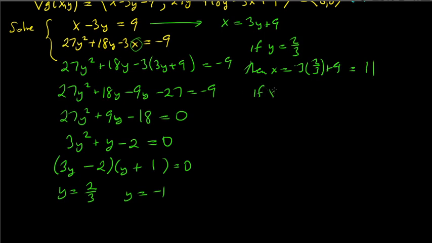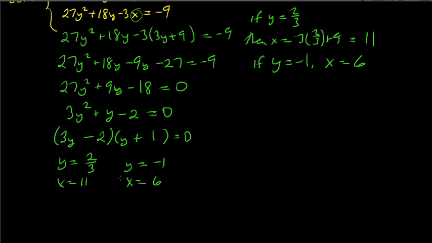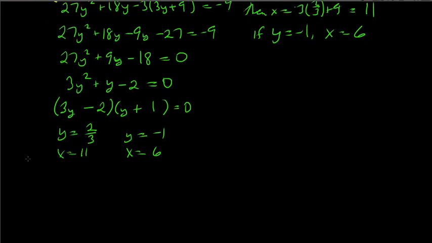And if y is negative 1, then x is 9 minus 3, which is 6. So x equals 6 here, and x equals 11 here. Once again, we get two critical numbers, 11 2/3 and 6 negative 1.